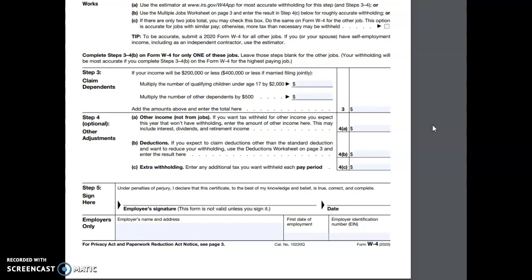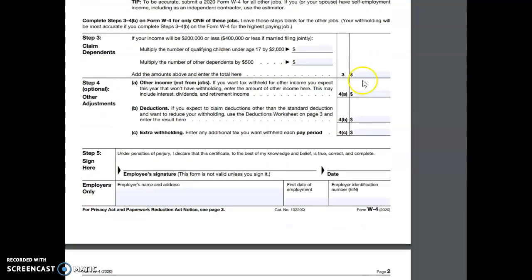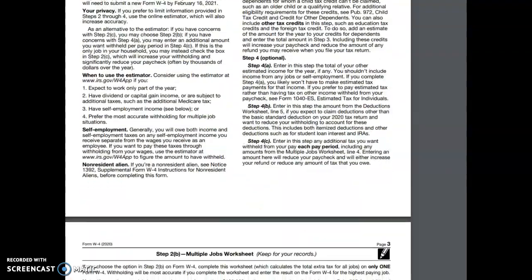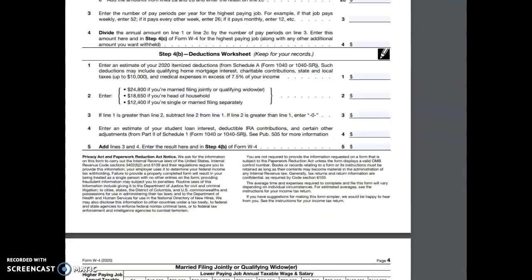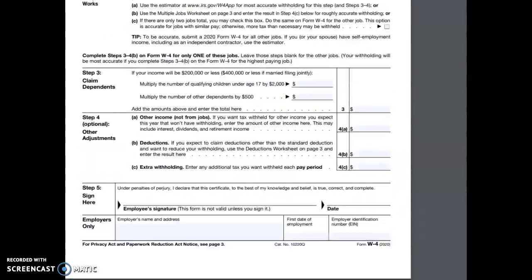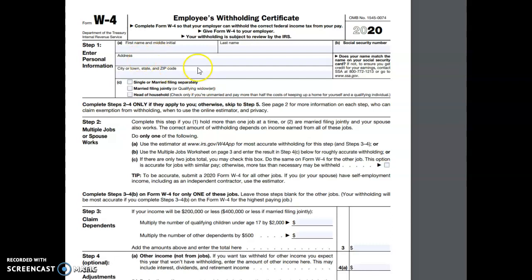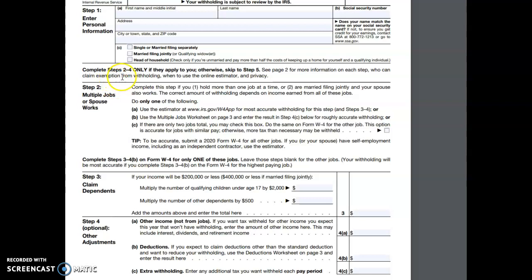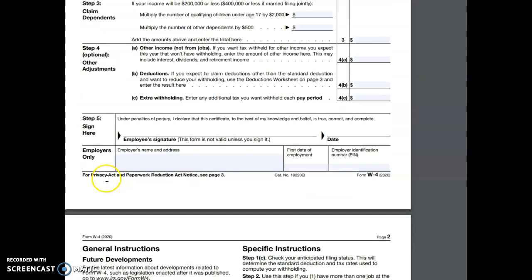So if I scroll down here, again, this is a 4-page document, so there's very detailed information. I will include a link to this document in Canvas. But the most important thing is for you to fill out the top part, check which box applies to you. It says only complete steps 2 through 4 if they apply to you, so that'd be 2, 3, 4. And then if they don't apply to you, you basically sign here and date it. And then the rest is for the employer. Okay? But again, I will include this for you.